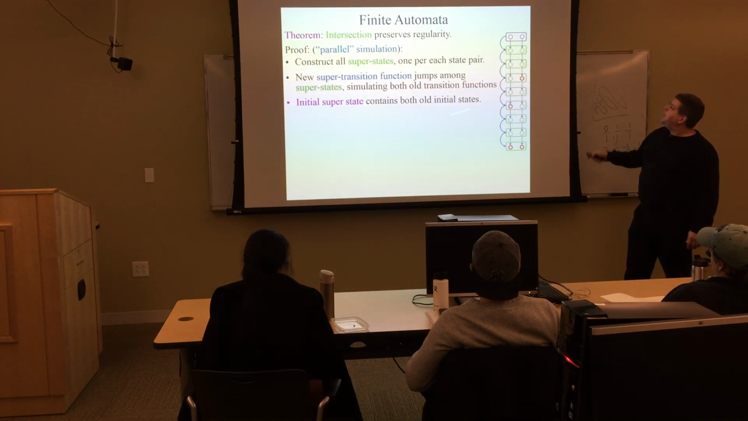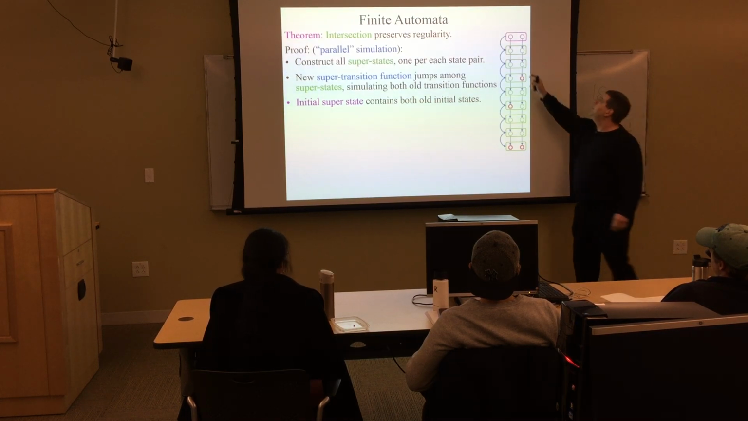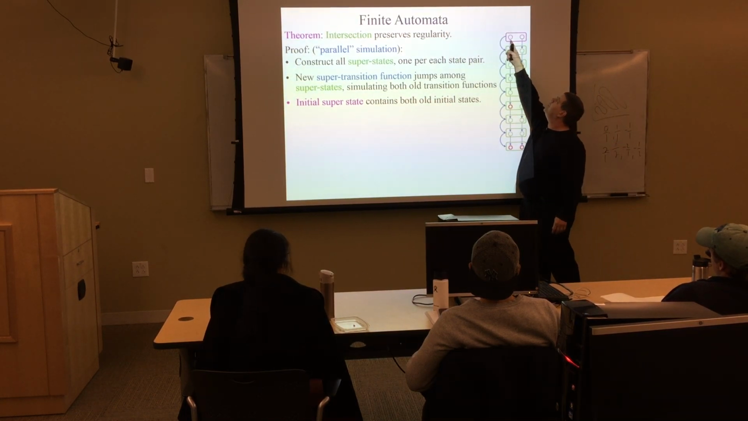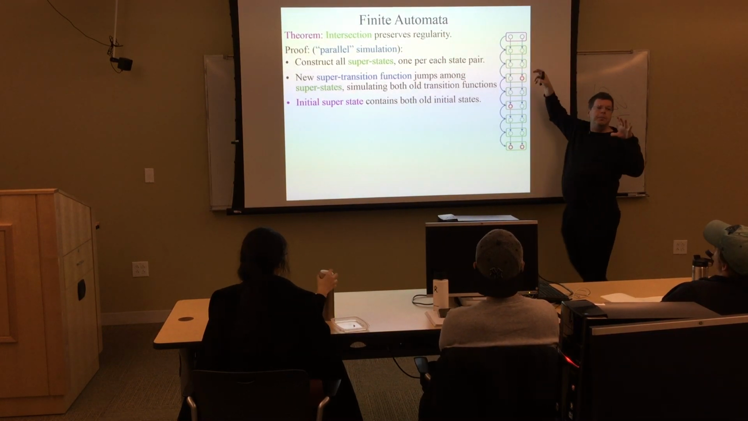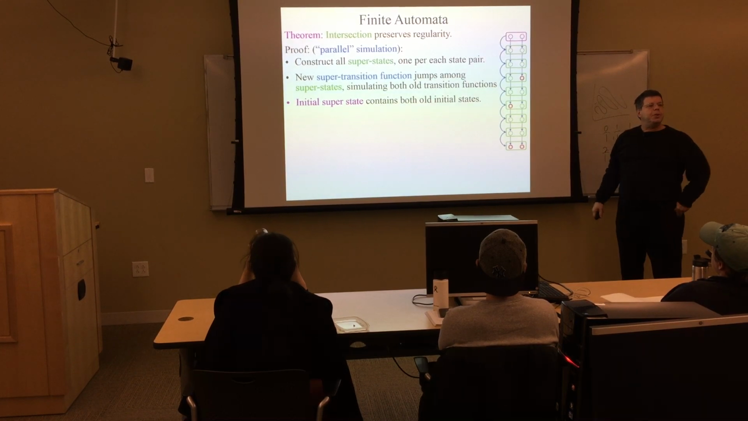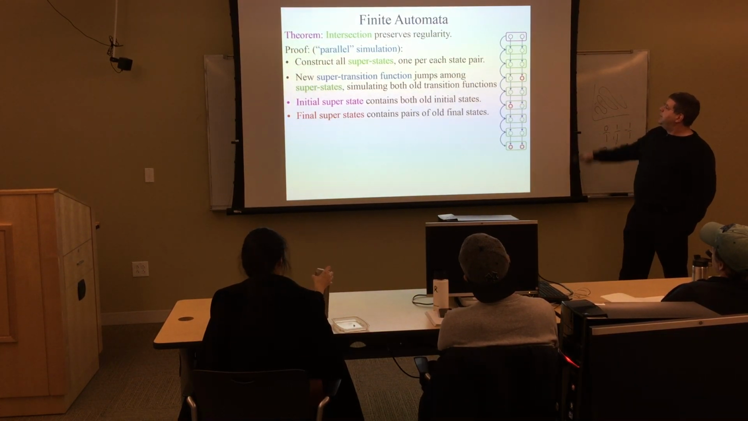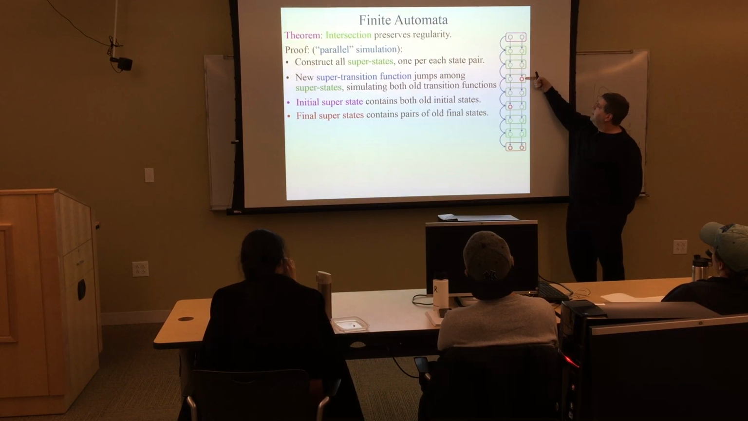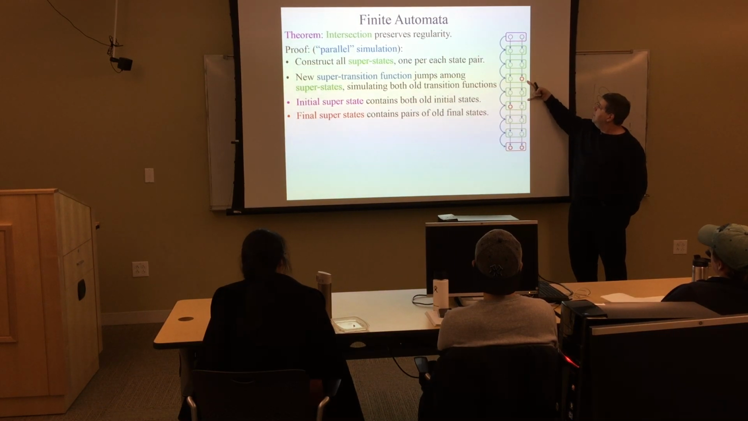So the initial superstate will be the pair of initial states from the two machines respectively. It will be the pair of the initial state of the first machine and the initial state of the second machine, which will be the initial state of this super machine that I'm constructing, the intersection machine. And what are the final states of the super machine? Will this be a final state? Will this be a final state? Will this be a final state? Yes. Why this and not these two?